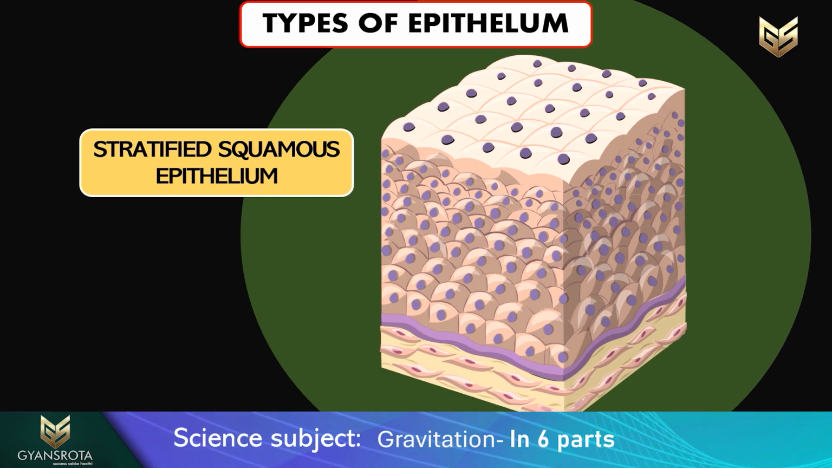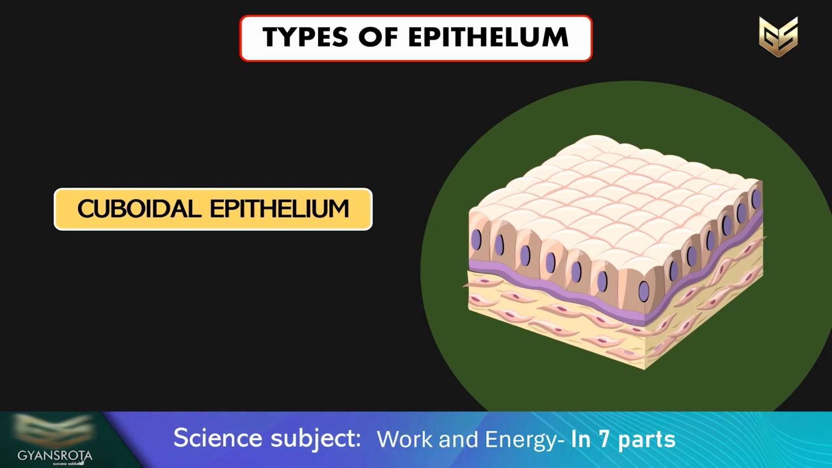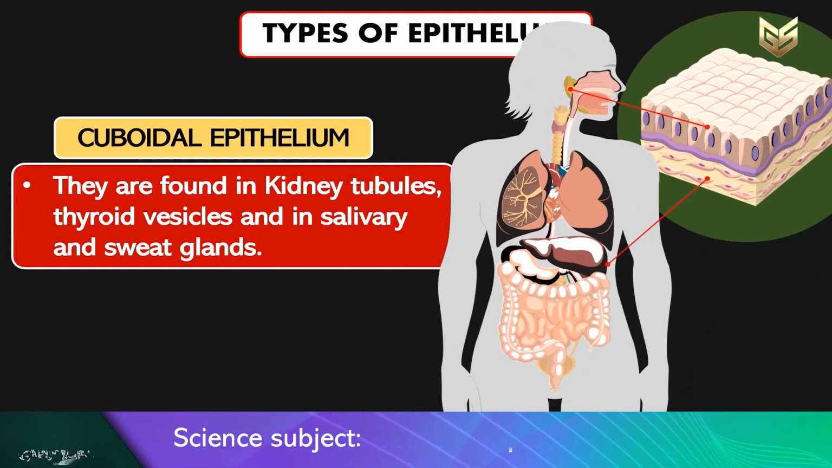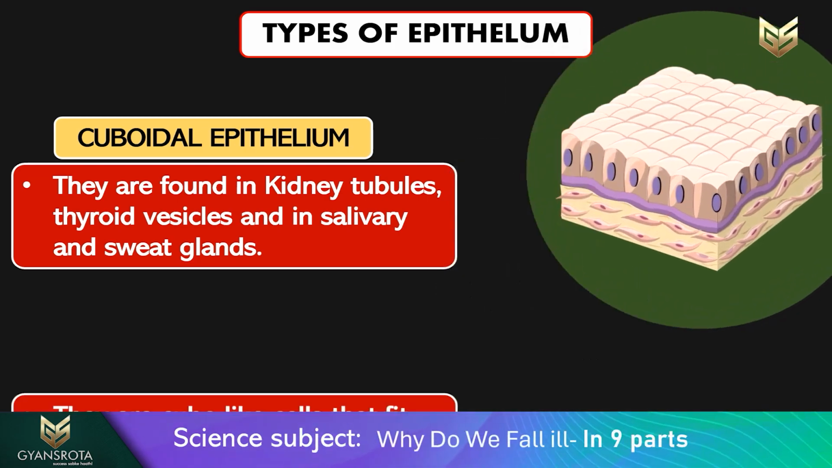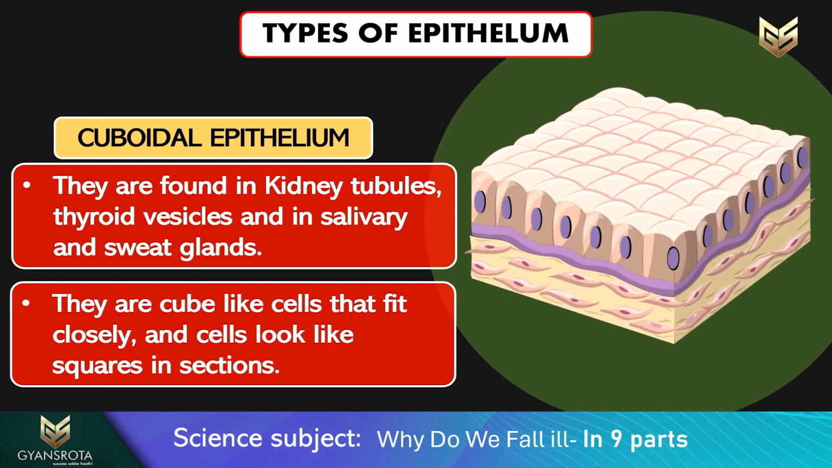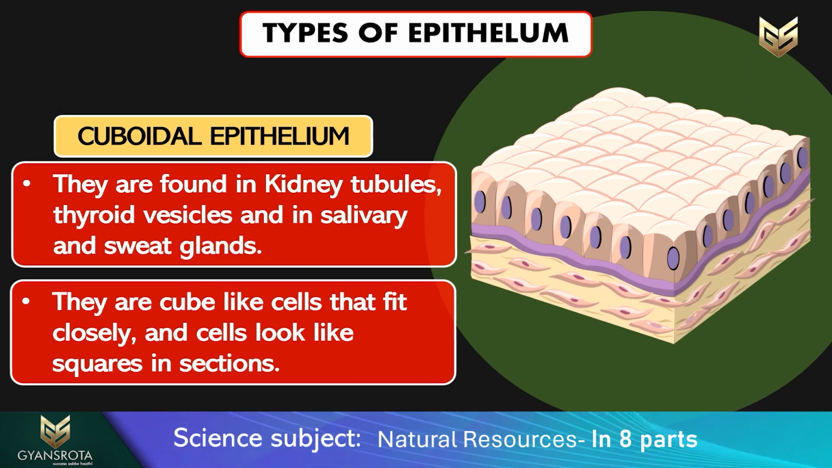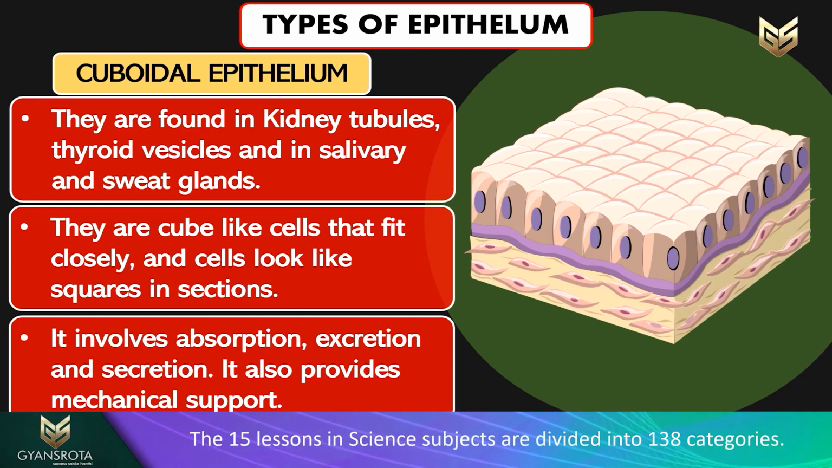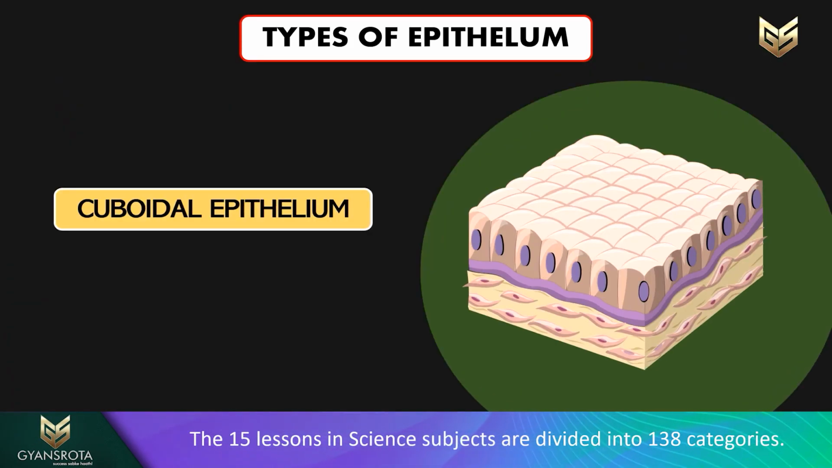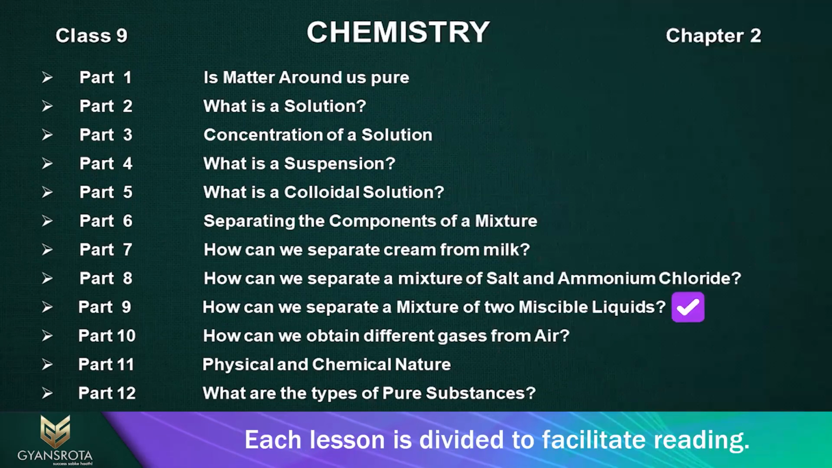Now the next is cuboidal epithelium. This cuboidal epithelium is found in kidney tubules, thyroid vesicles and in salivary and sweat glands. They are cube-like cells that fit closely and the cells look like squares in sections. It involves absorption, excretion and secretion, and it also provides mechanical support. So here is the figure of this cuboidal epithelium.